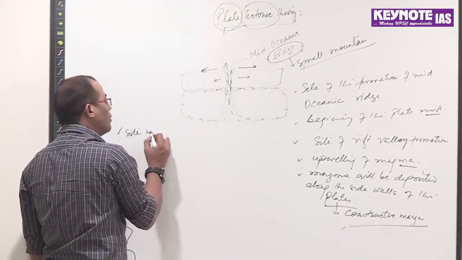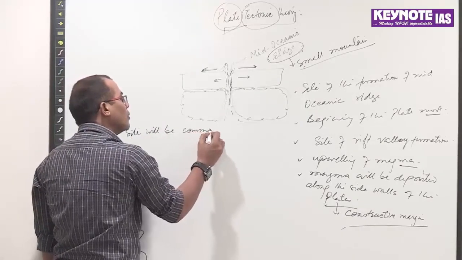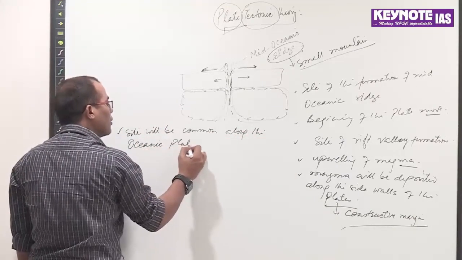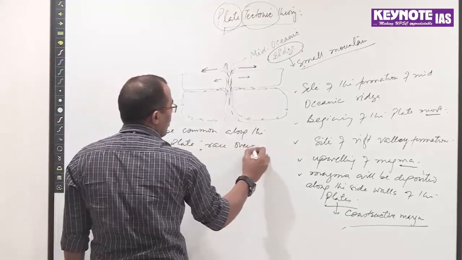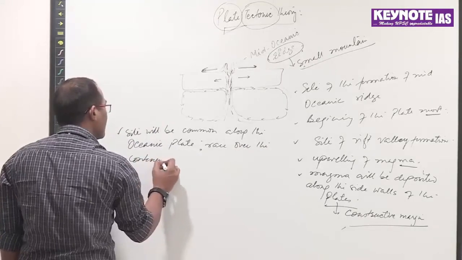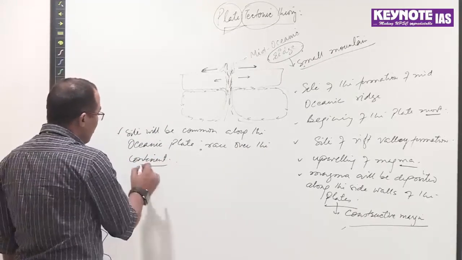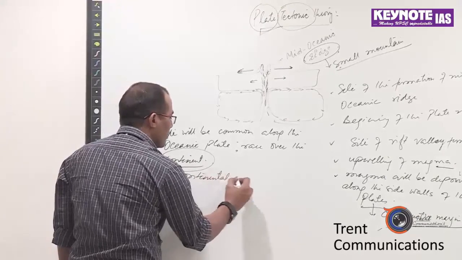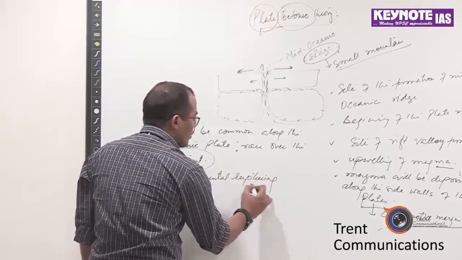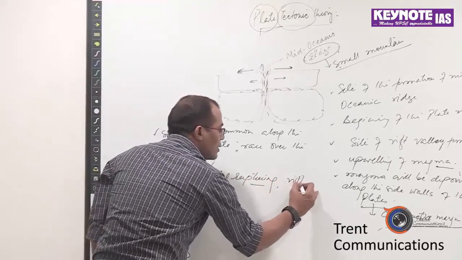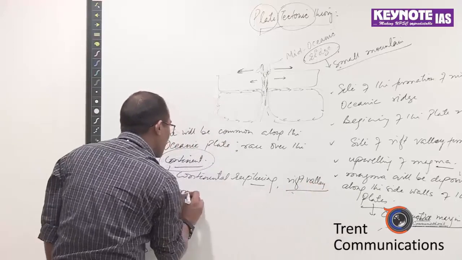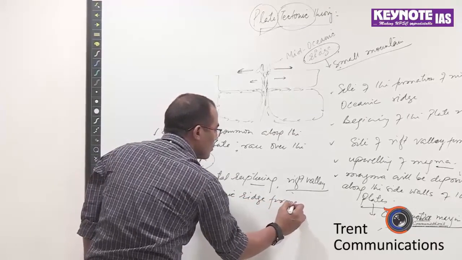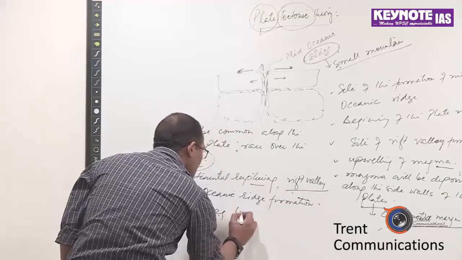The site will be common along the oceanic plate, rare over the continent. Even when it is on the continent, that's what we call continental rupturing. First there will be Rift Valley formation, then again on the continent there will be mid-oceanic ridge. Best example is East African Rift Valley.